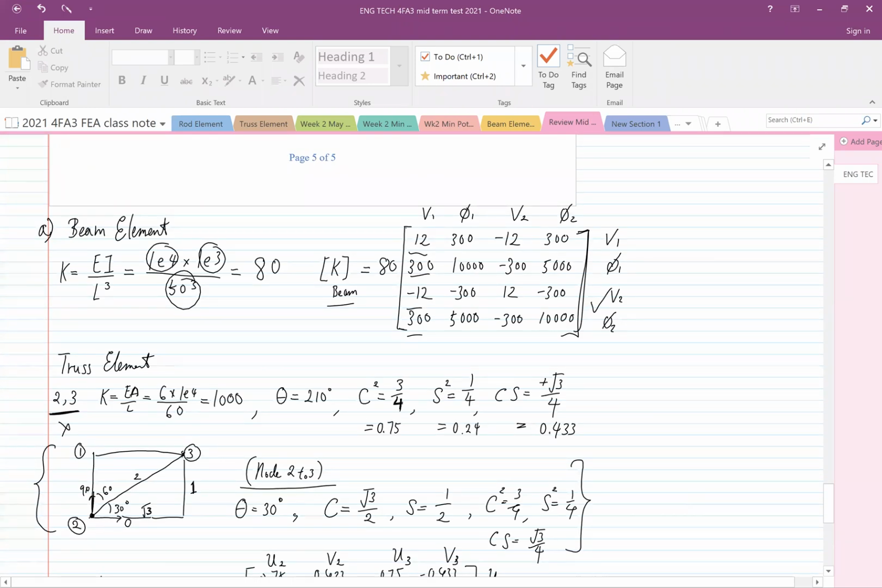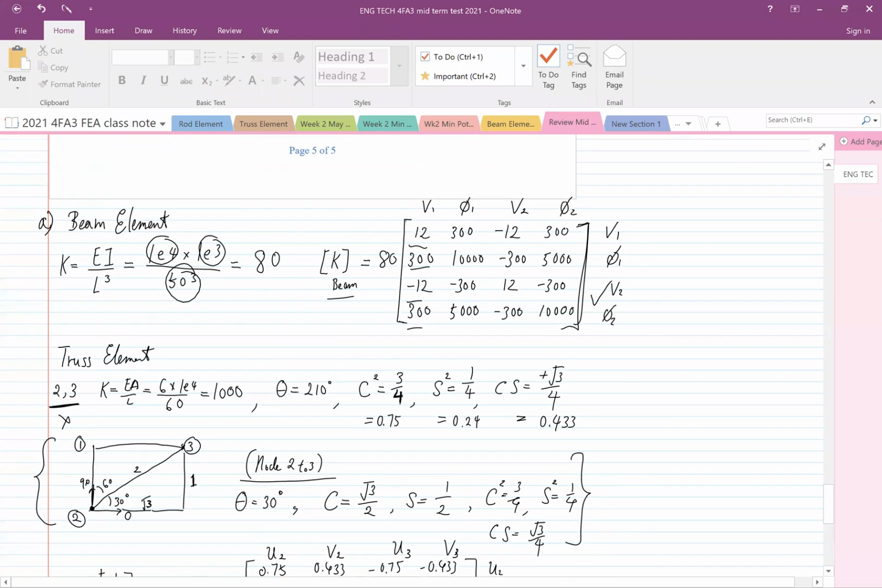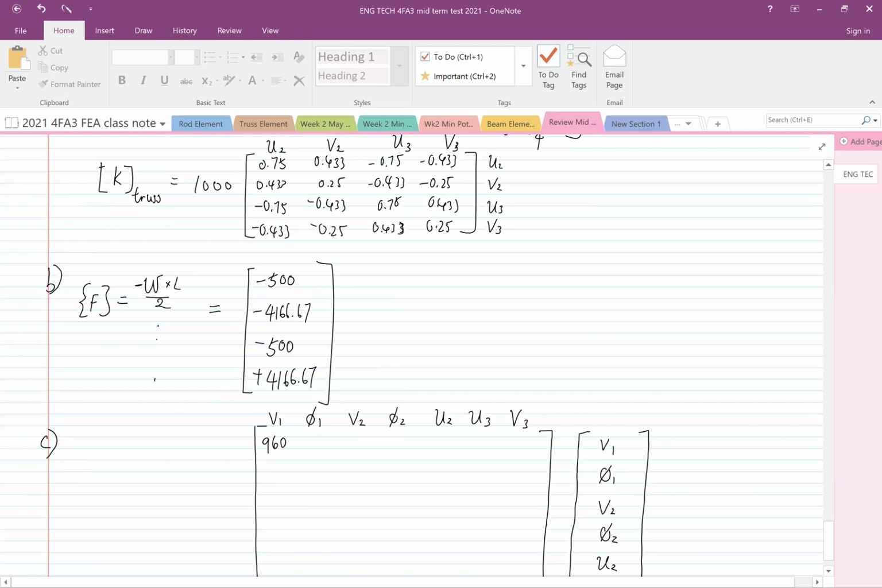Okay, the first value hasn't changed. There's no add or subtract. So it's 80 times 12, 960. And then right here, 80 times 300, 24,000.